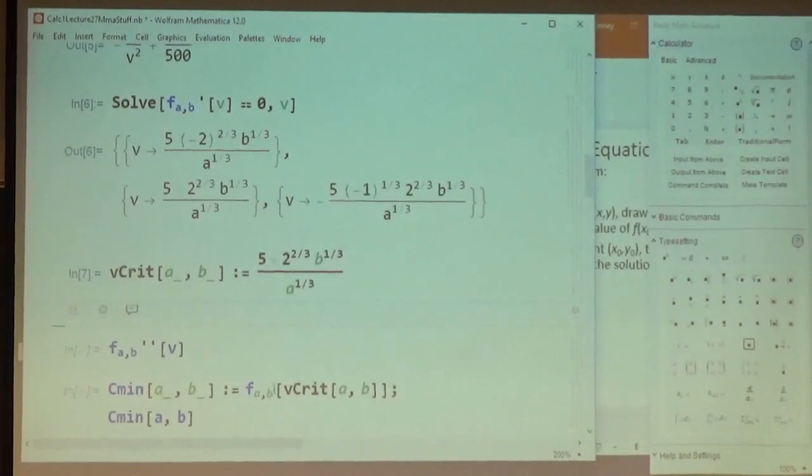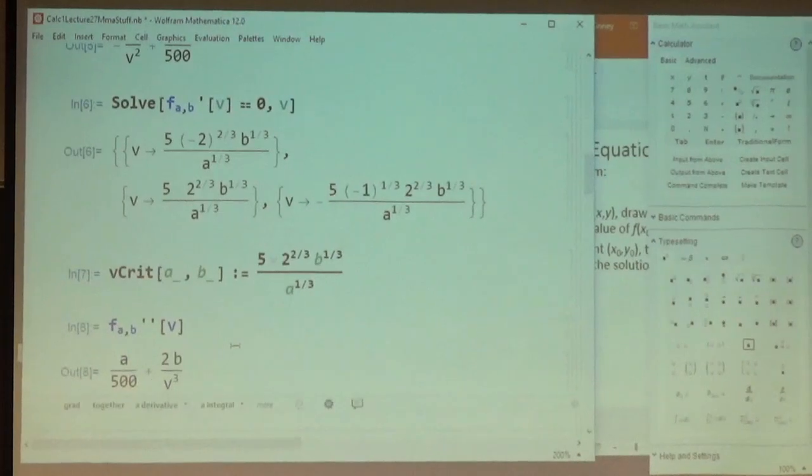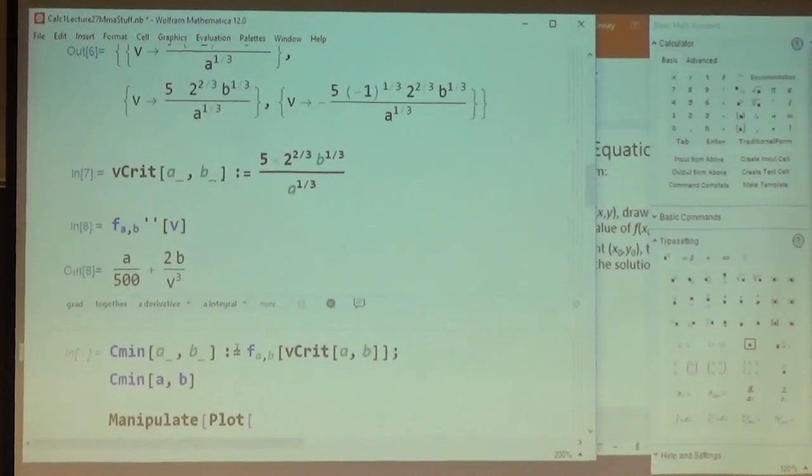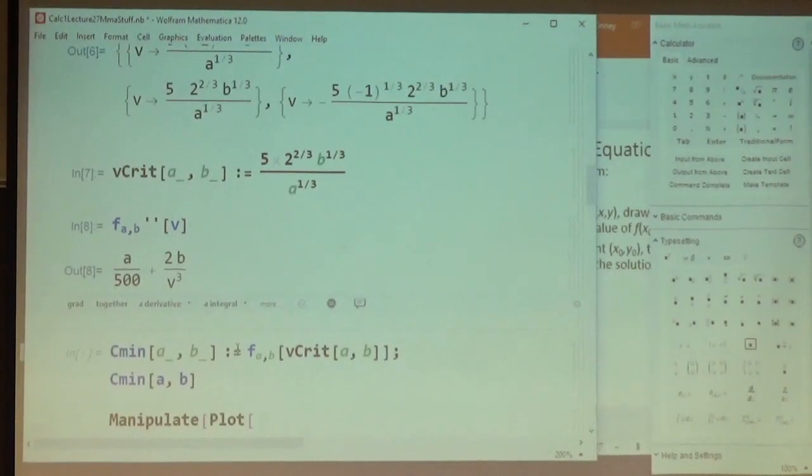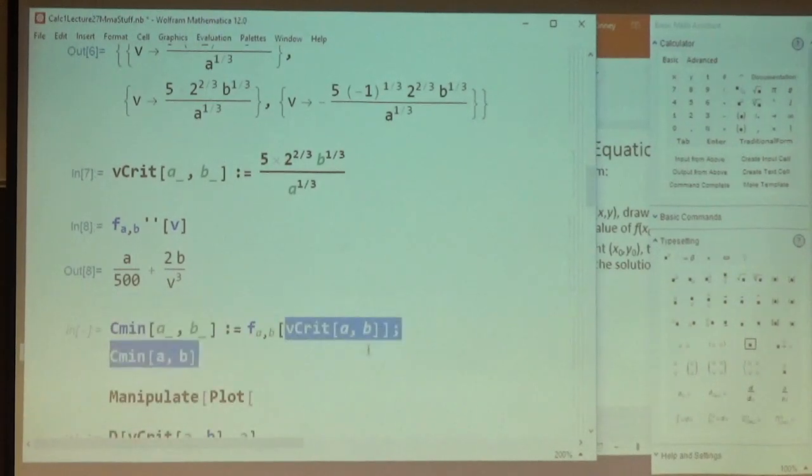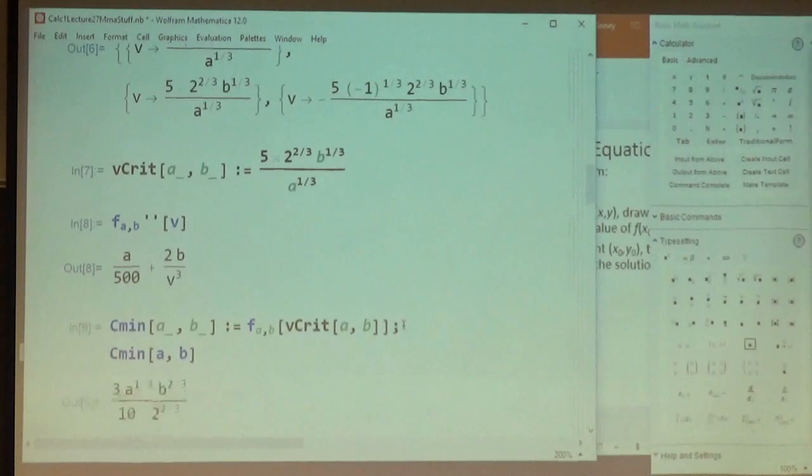The second derivative can be found as well. That's positive for all v positive, because A and B are automatically positive as well. And here I can plug the critical point into the original function to find the minimum cost. And here's this formula.